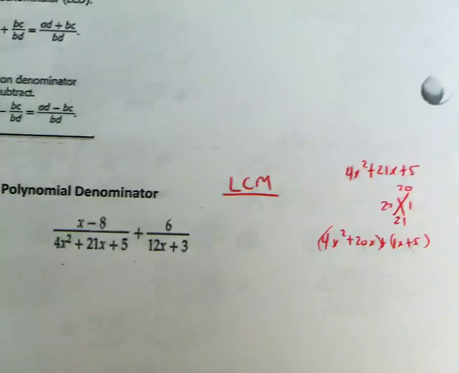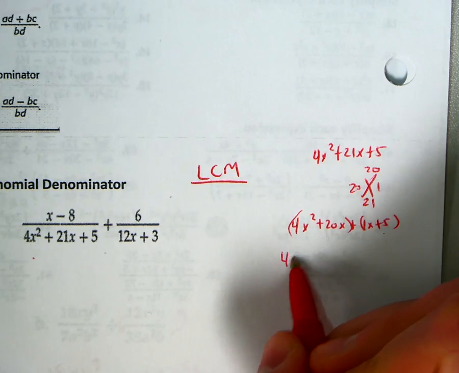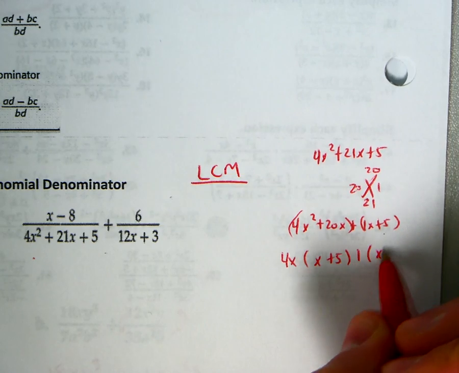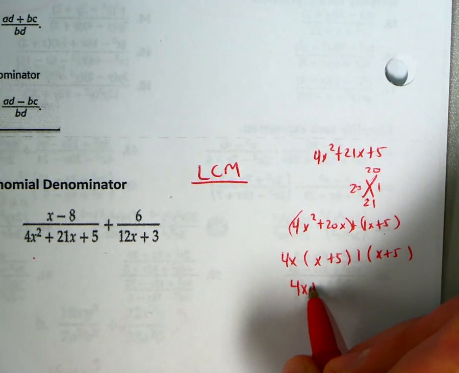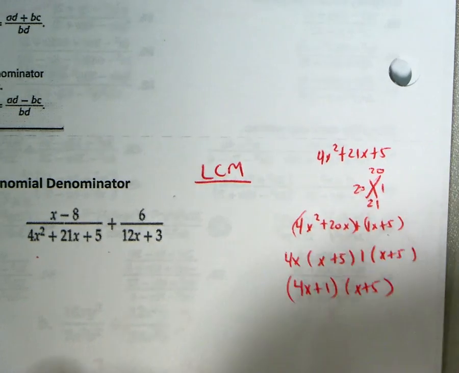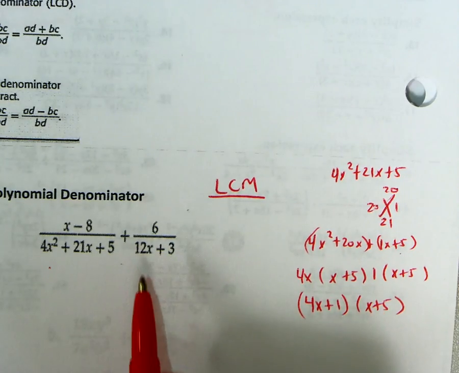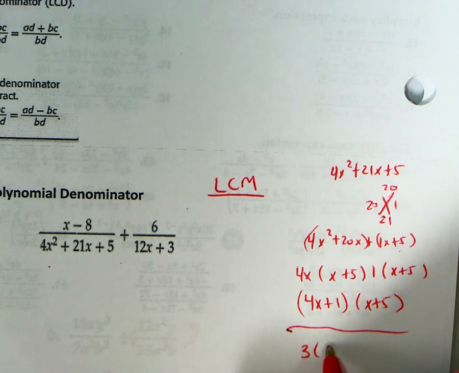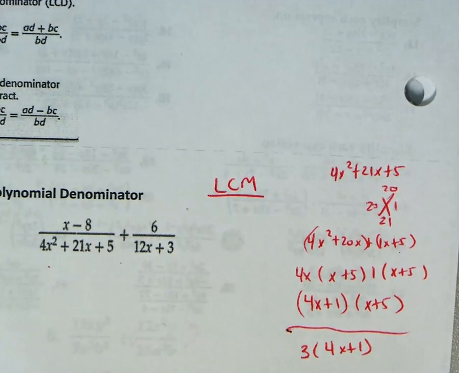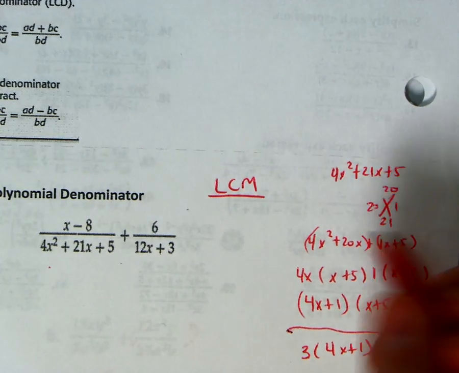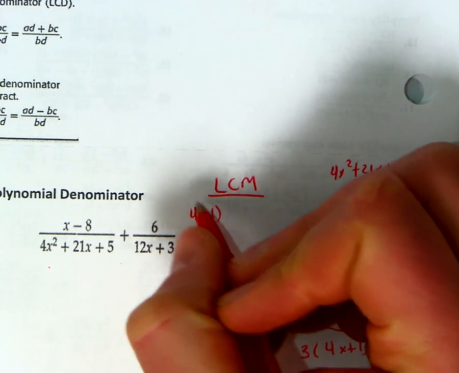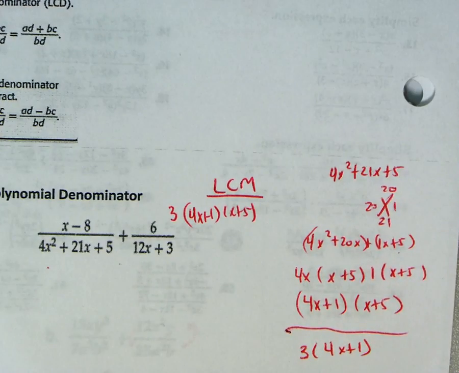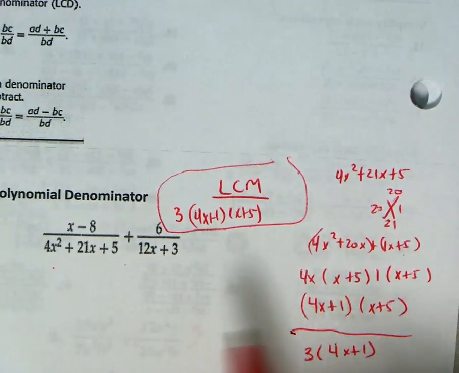Group those. Oh, there you go. Sorry about that. You can take out a 4x on this left one. So you have an x plus 5. And you take out 1 and you have an x plus 5. So you have 4x plus 1 and an x plus 5 here. And for this one, if you take out a 3, you're left with 4x plus 1. That's perfect because that takes care of that. So our LCM then, 4x plus 1, x plus 5, and a 3 on the side. So that's our LCM. That's what we need our bottoms to become.